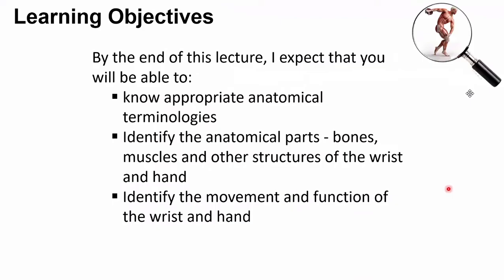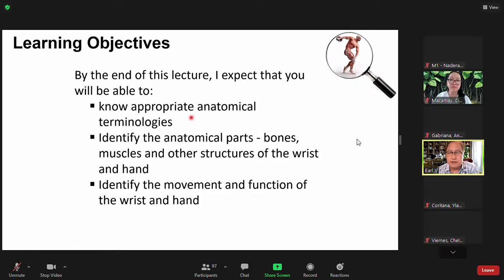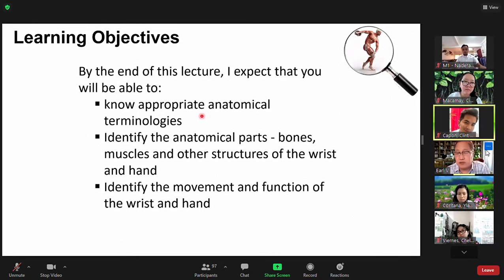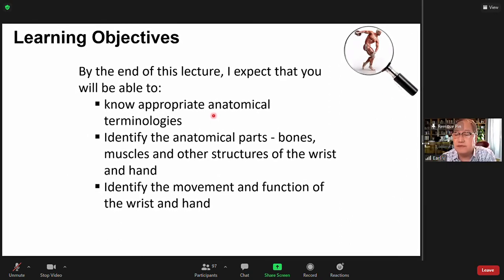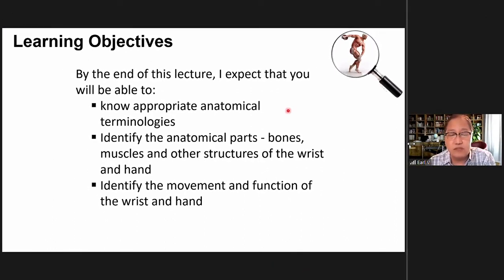So for the learning objectives of this lecture, by the end of this lecture, I expect that you will be able to know, or if not 100%, be familiarized with the appropriate anatomical terminologies, identify the anatomical parts and the bones, muscles, and other structures of the wrist and hand, identify the movement and function of the wrist and hand.